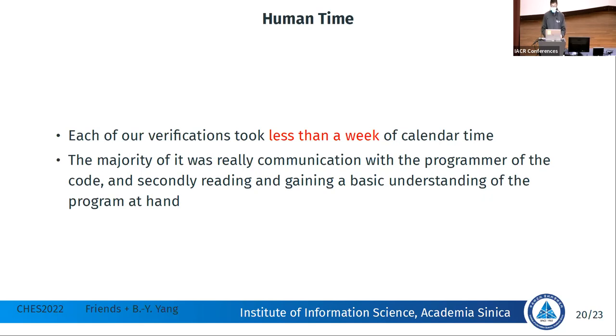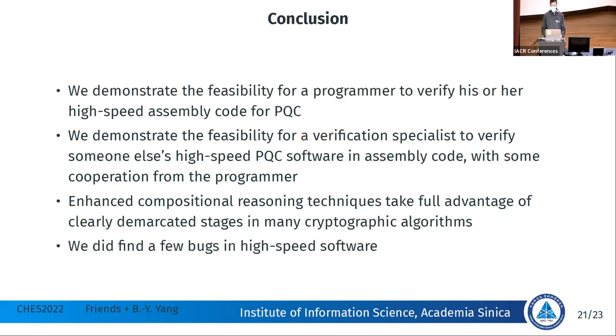So what we finally can say we did is that we demonstrate the possibility that you can eat your own slop. You can write your own handcrafted assembly program that runs fast and then make sure that it is correct. Furthermore, you can take somebody's fast program and make sure that it's correct. And we enhanced compositional reasoning. And finally, we found a few well-hidden bugs in high-speed software.